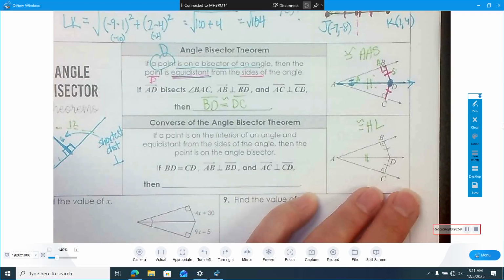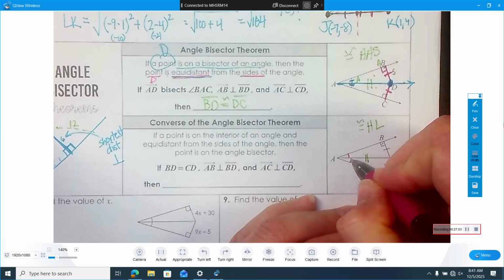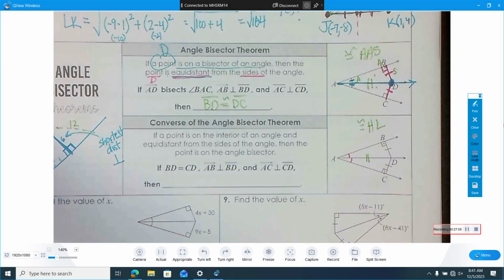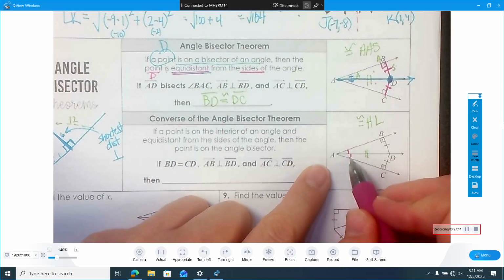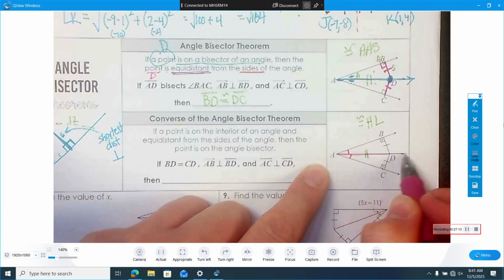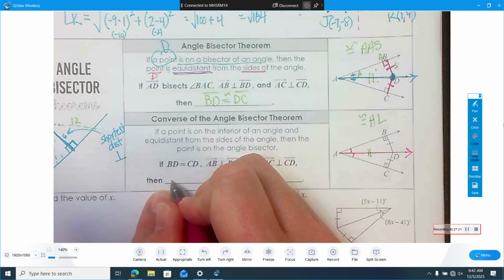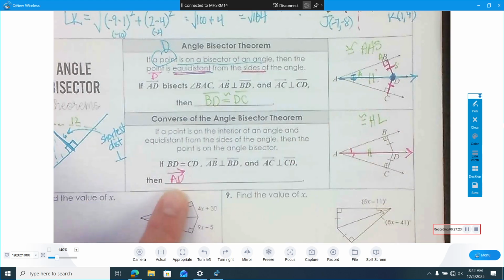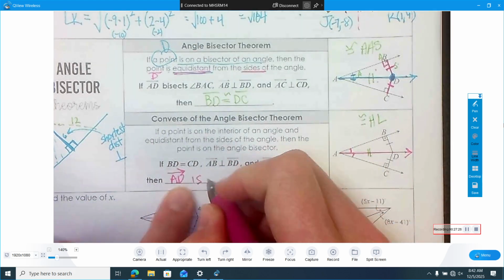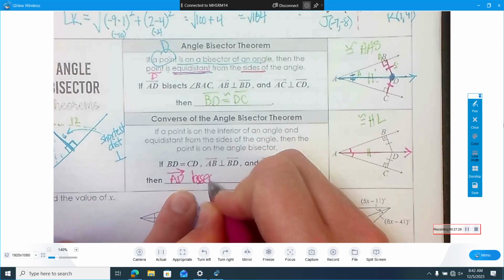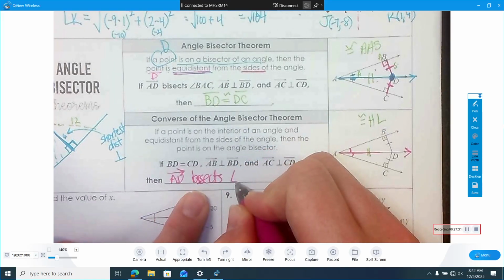And because they're congruent by HL, I know that these two little angles happen to also be congruent by CPCTC. Which means if these two little angles are congruent, then AD is also going to be called an angle bisector. And that's what the converse says, that ray AD bisects angle BAC, big angle BAC.